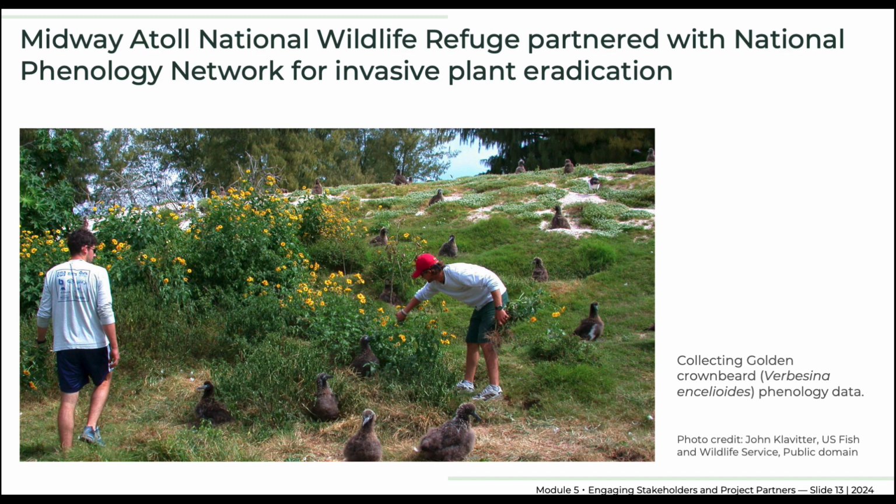This is exactly what the Midway Atoll National Wildlife Refuge Golden Crownbeard Phenology Project did. To eradicate this invasive plant, refuge biologists needed to know how quickly the plant grows and the timing of its movement from one life stage to the next. To determine this, they built a project on the Nature's Notebook platform that involved volunteers in recording data about crownbeard growth, flowering, fruiting, and seed drop. The results showed that they needed to institute a 28-day rotation between herbicide treatments in different sectors of the refuge.